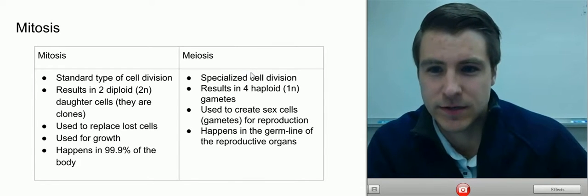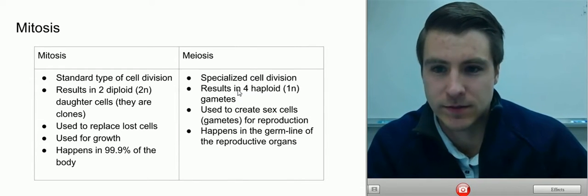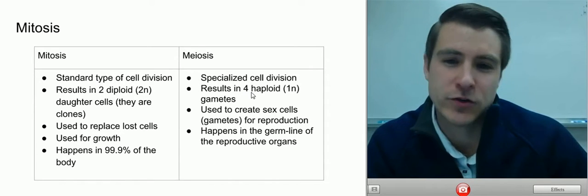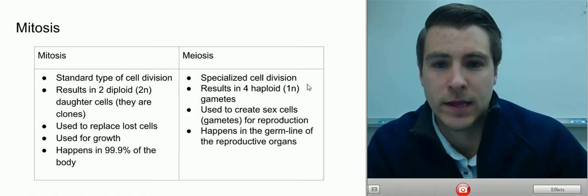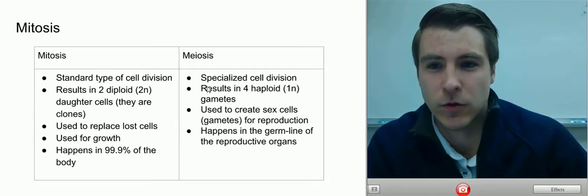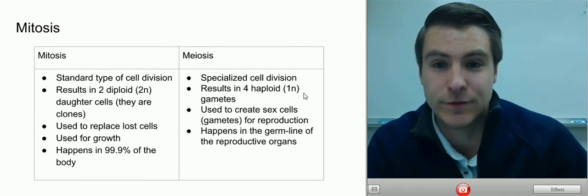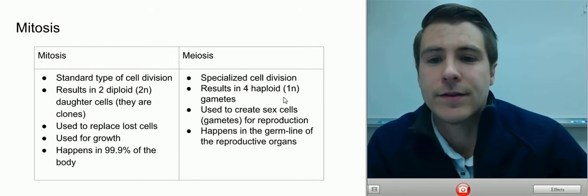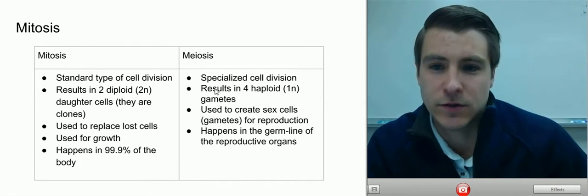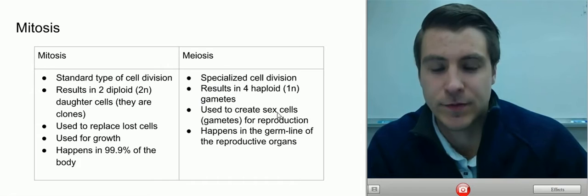This particular type of division results in 4 cells compared to the 2 from mitosis. These 4 cells are special cells, by the way. They are 1N, which means they only have half the normal amount of chromosomes. They have one copy of each chromosome. And these specialized type of cells are called gametes, and they are a type of sex cell used for reproduction.